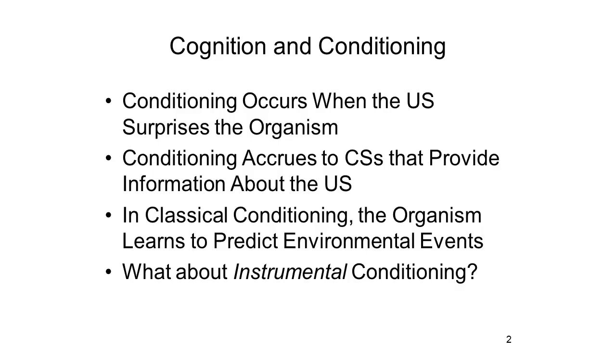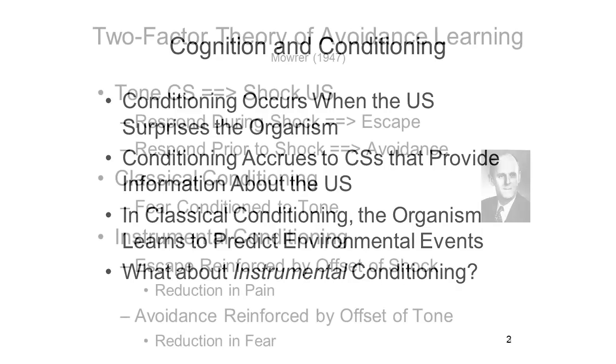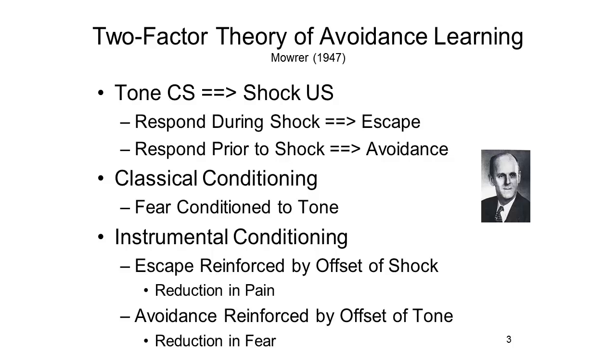Now we learned all that from studies of classical conditioning. What about instrumental conditioning? Where does cognition fit in there? To review for a second, let's look at the two-factor theory of avoidance learning discussed in the last lecture as proposed by Mowrer in the late 1940s.